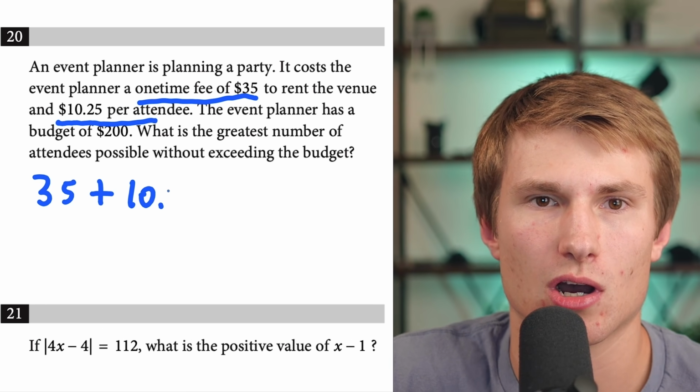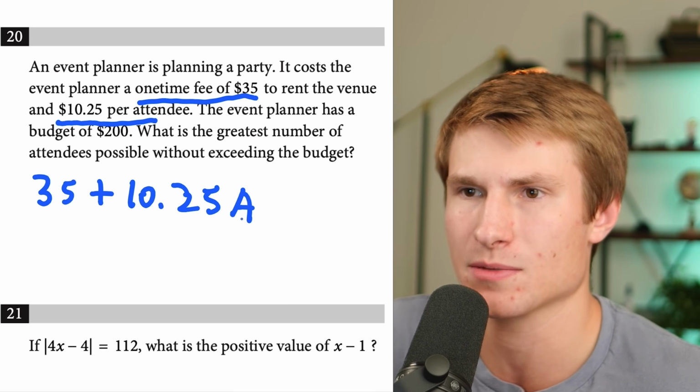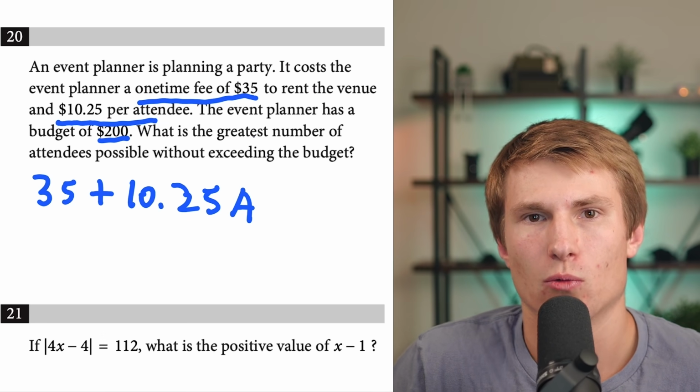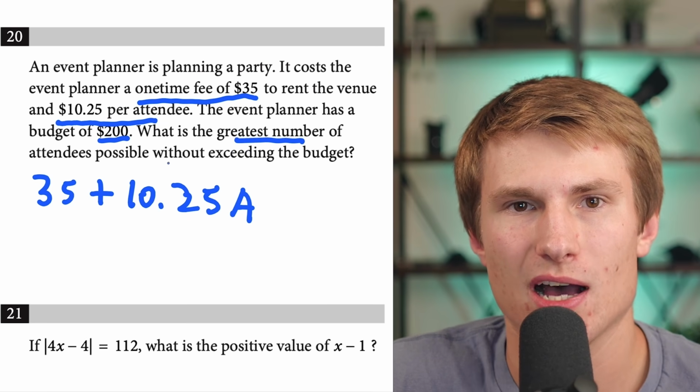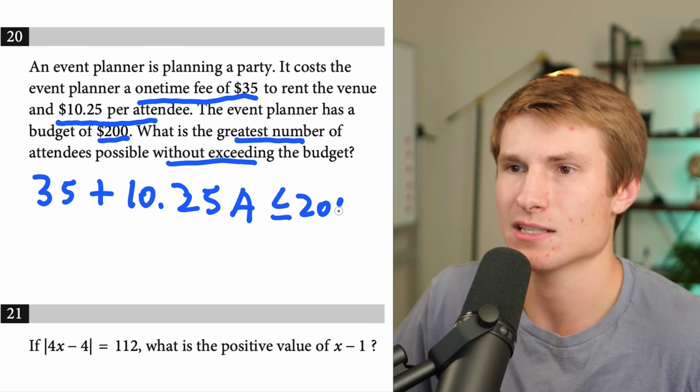So our cost will be plus 10.25 per attendee, which I'm just going to call A for now, unless I'm given a variable it needs to be. The event planner has a budget of $200. What is the greatest number of attendees possible without exceeding the budget? Since we cannot exceed the budget, it has to be less than or equal to 200.